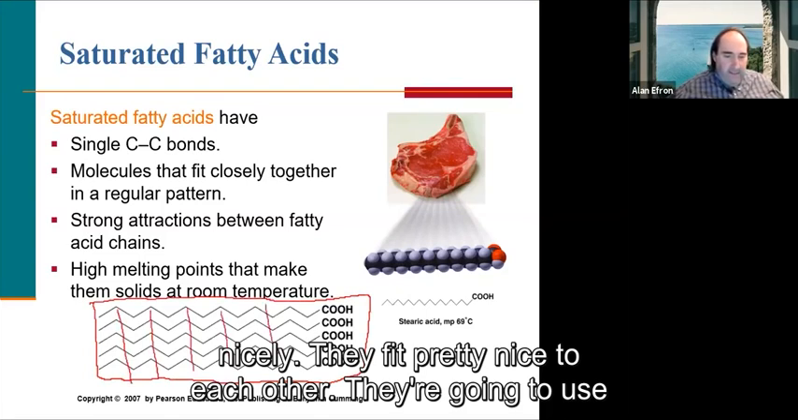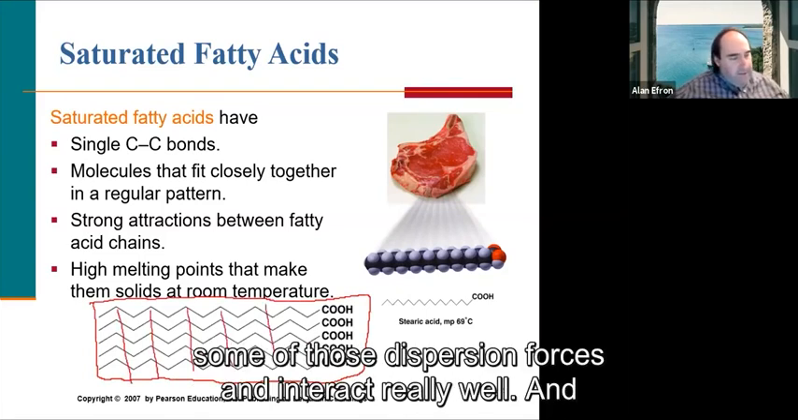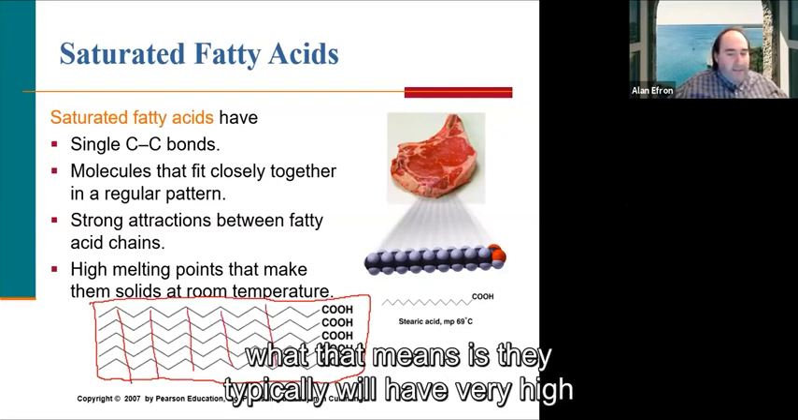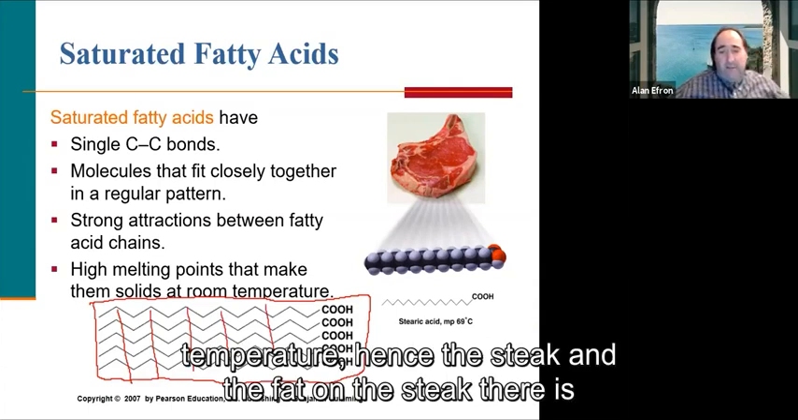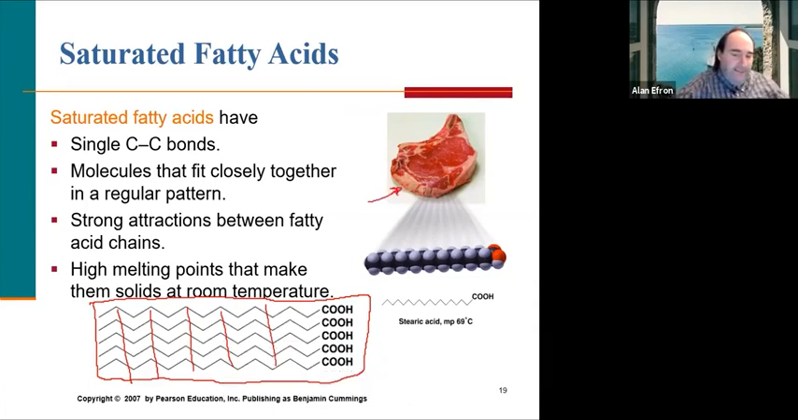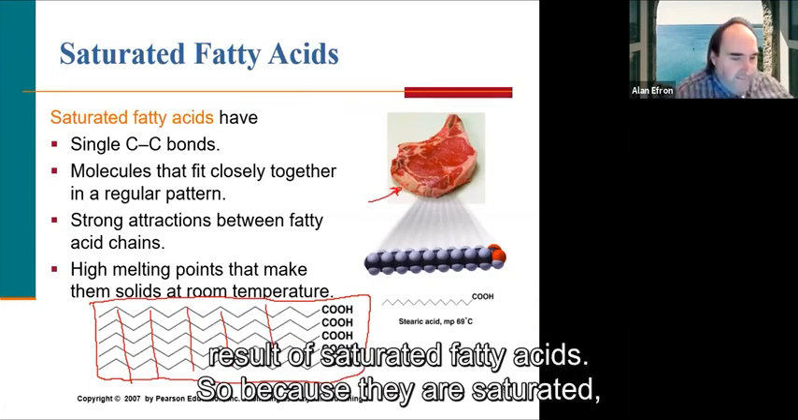They fit pretty nice to each other. They're going to use some of those dispersion forces and interact really well. And what that means is they typically will have very high melting points, and they typically are solids at room temperature. Hence the steak, and the fat on the steak there is a result of saturated fatty acids.